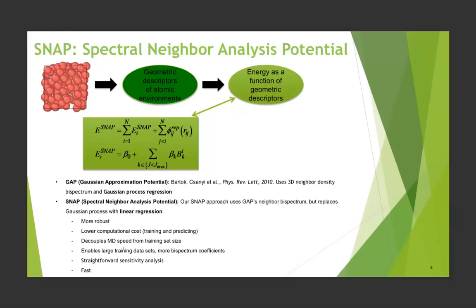But I should mention that this idea of using bispectrum components dates back to a seminal paper by Gabor Csanyi and co-workers published in 2010, which was the origination of their GAP approach to machine-learned interatomic potentials. And so we're building on a lot of their ideas, but we're using linear regression instead of Gaussian process regression, which gives us a lot more robustness in many regards and also greatly simplifies the fitting process.